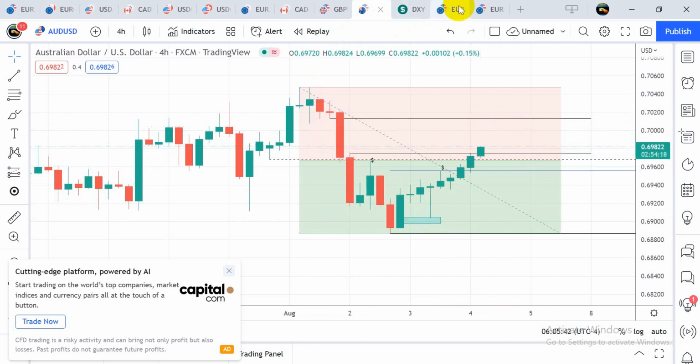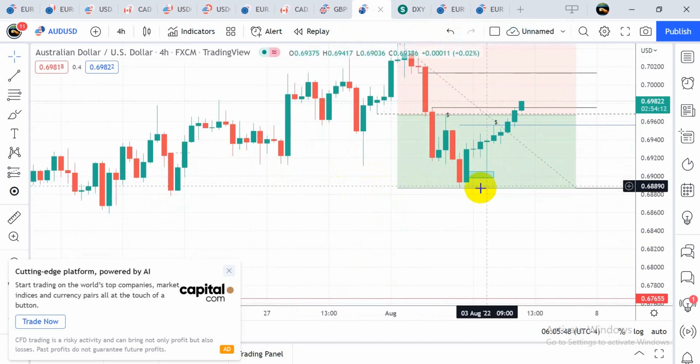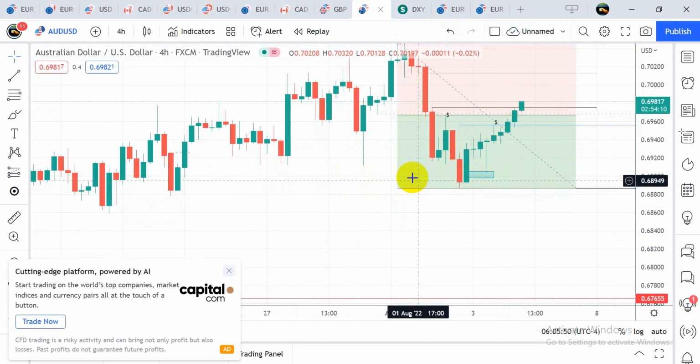Let's go to Euro USD. I also need to point your attention to what has been going on sell side. You can see some relative equal lows right here. That should be your next target.